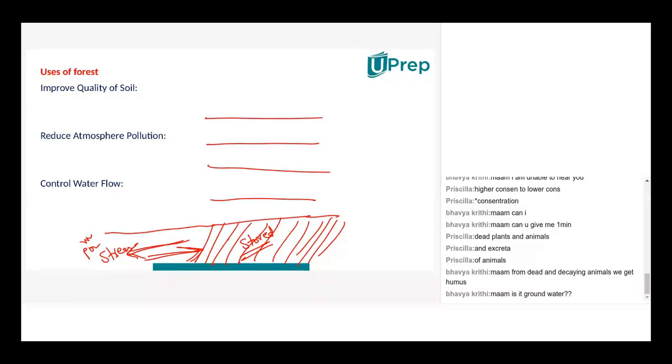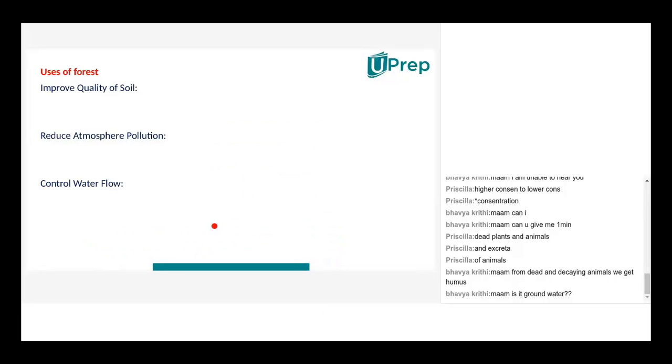Understood? So basically forests help in replenishing the water flow. It controls the water flow. It replenishes.